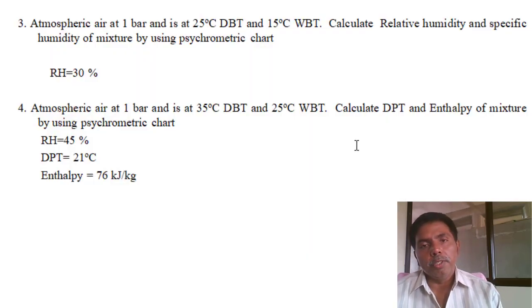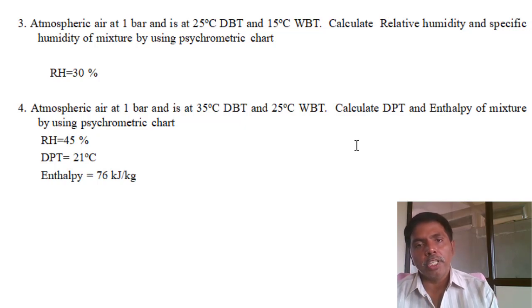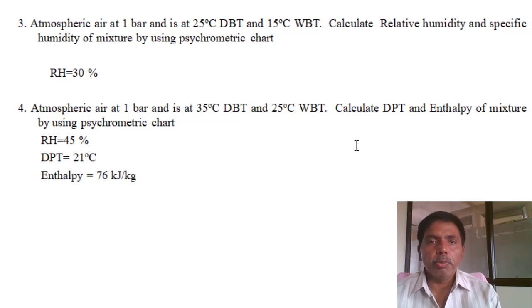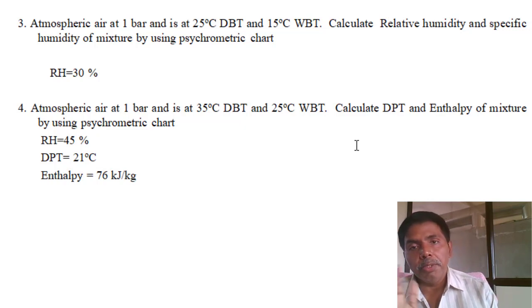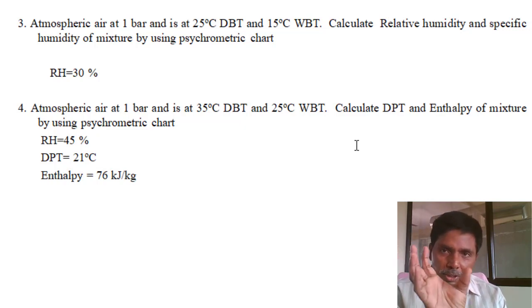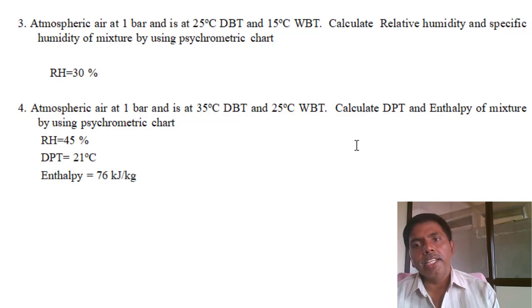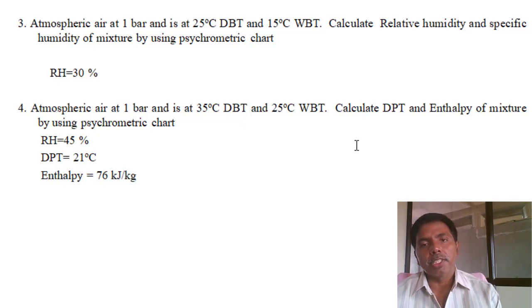One more problem we will solve. Generally in industry, what are we measuring? We are measuring dry bulb temperature and wet bulb temperature. Atmospheric air at 1 bar is at 25 degrees centigrade dry bulb temperature and 15 degrees centigrade wet bulb temperature. Generally in the industry we measure these two temperatures only. Calculate relative humidity and specific humidity of the mixture by using the psychrometric chart. This is the common practice in industry.